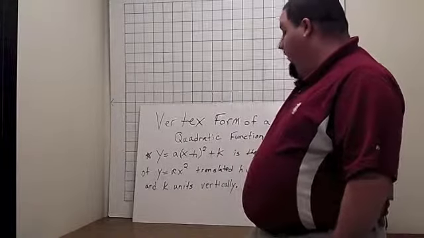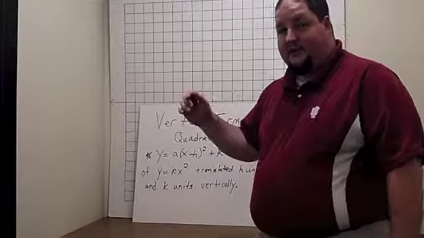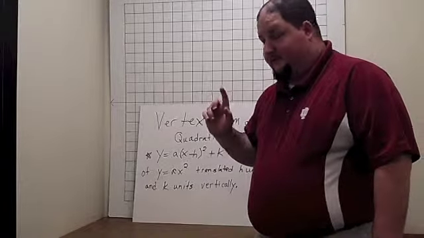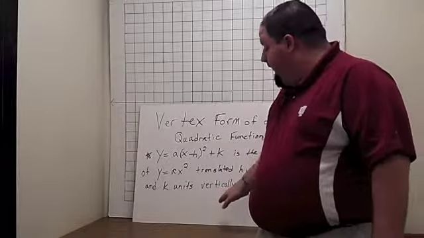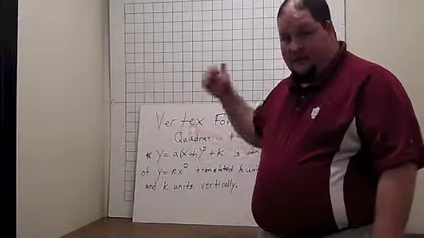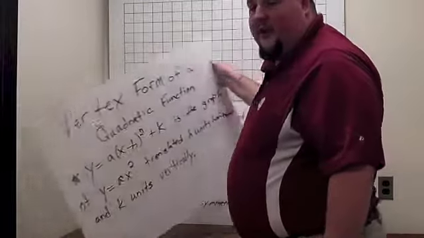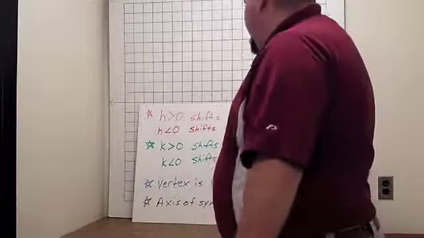translated h units horizontally. Horizontally is which way? Left and right, good job. And k units vertically. And vertically is up and down. So we're either moving left and right, or up and down, or some combination of the two.